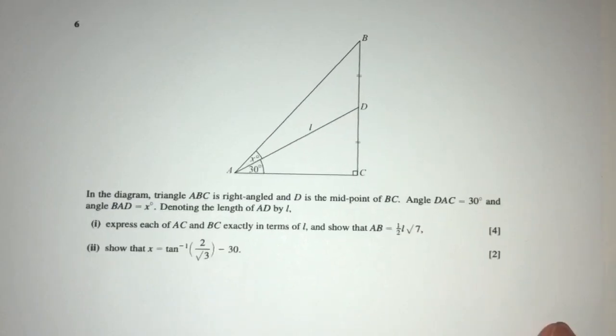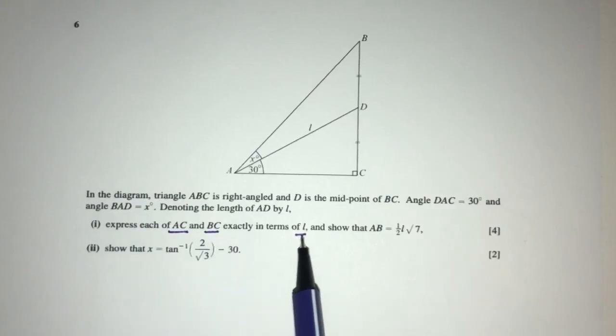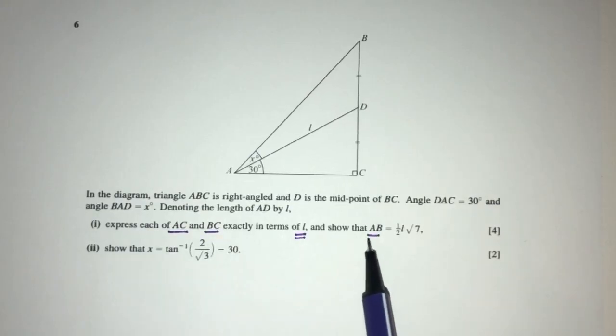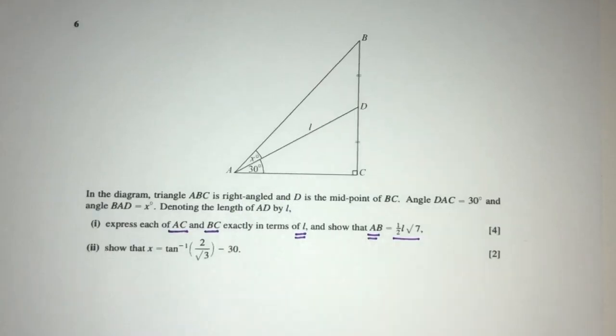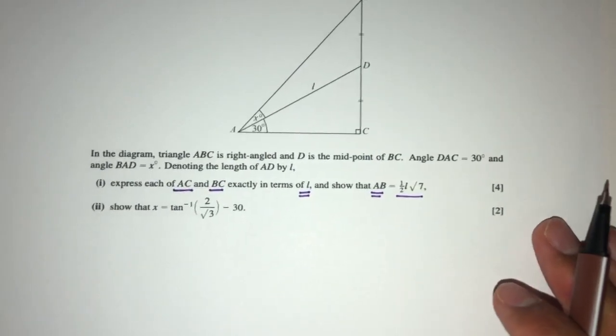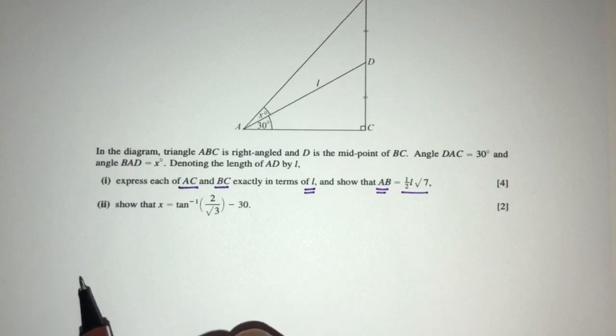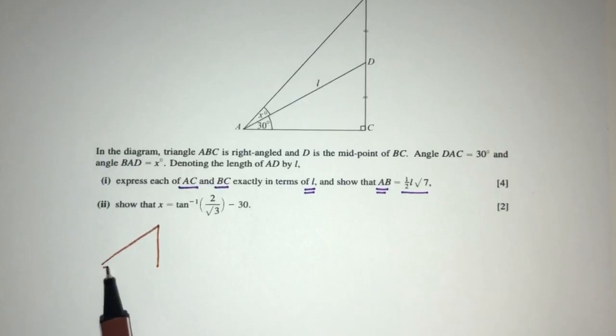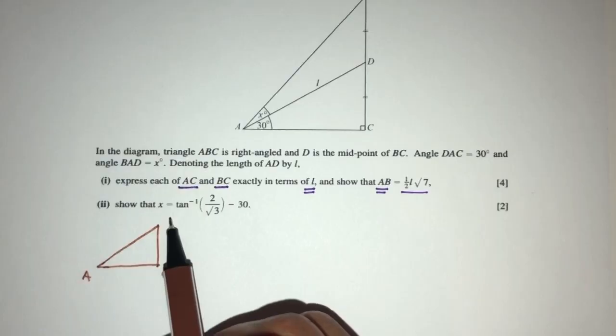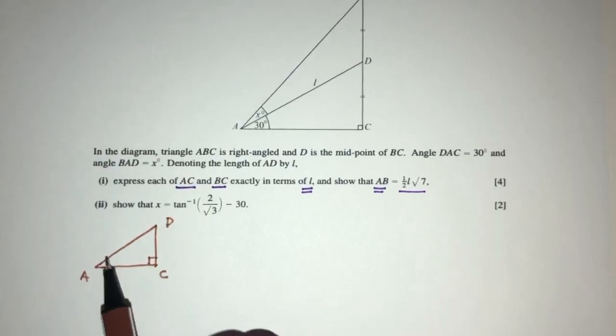So part 1, express each of AC, BC exactly in terms of L, and show that AB is given to you by this. So one by one, first let's find AC. So where's AC? AC is this length. Okay, so what can we do here? Let me take out the shape of triangle ADC. So we have A, D, and C. Now we know this is a right angle, and this is the value of 30 degrees.